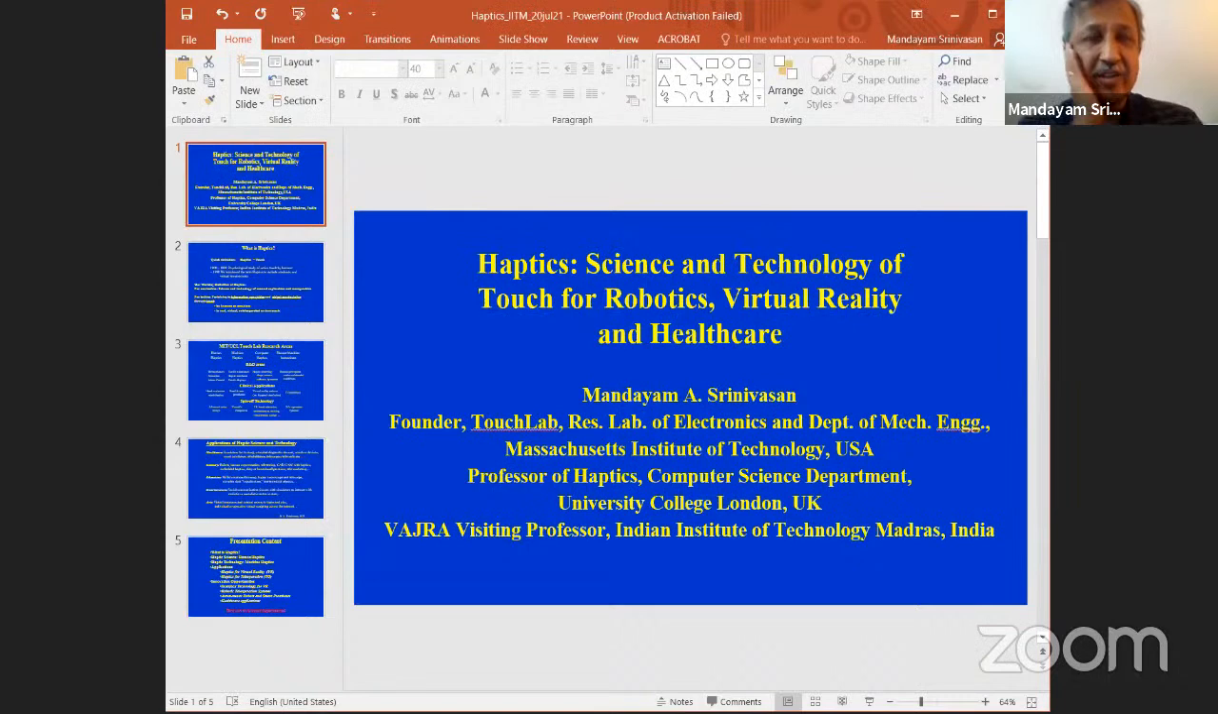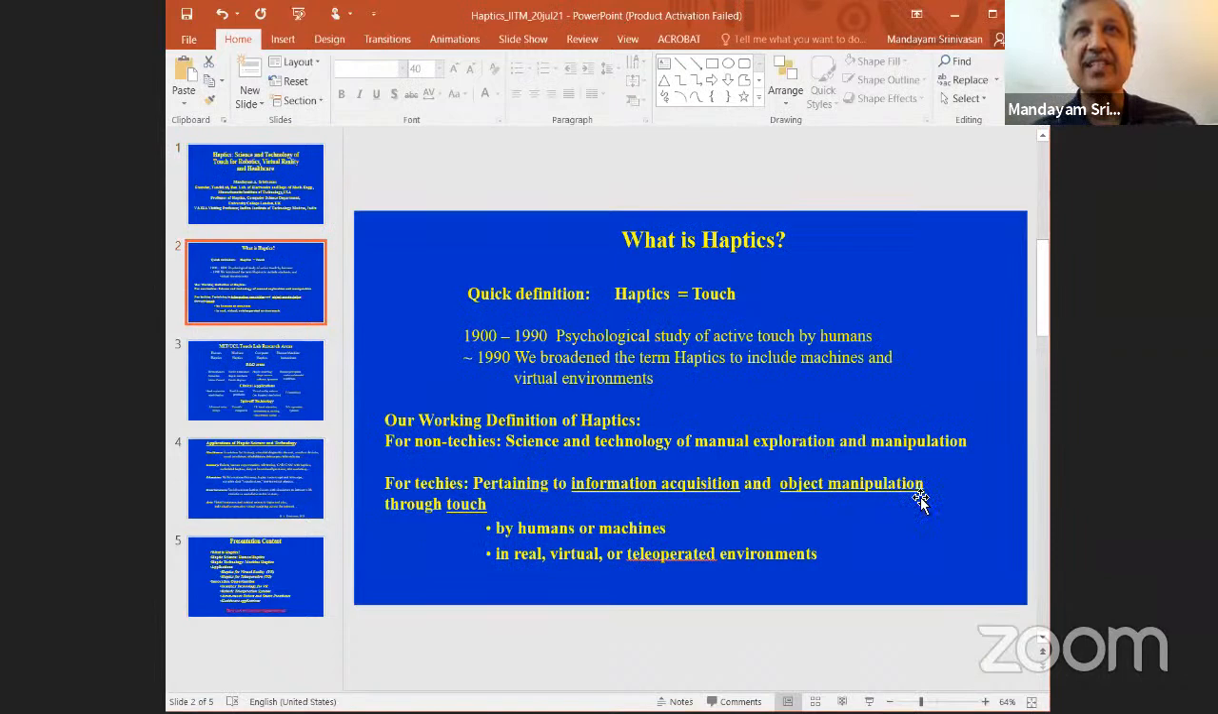In my introduction, I had a laboratory, Touch Lab, which I started and which functioned for 30 years at MIT. Now I am in the computer science department of University College London, where I have a Touch Lab. My association with IIT Madras is that I am a Vajra visiting professor. My collaboration with Manivannan's lab and others continues. There was a question in between asking what haptics is, and I just want to elaborate a little bit more on what Professor Manivannan said earlier.